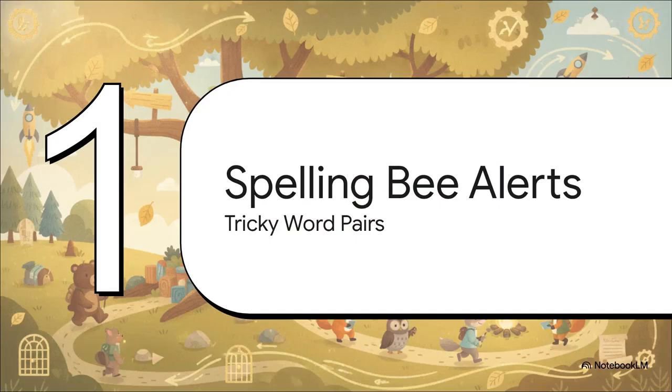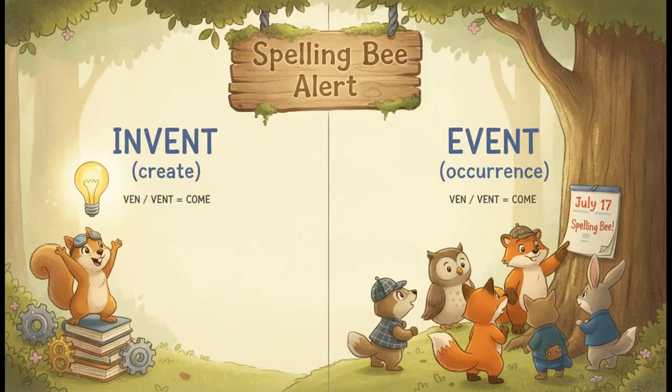All right, moving into some spelling bee alerts. These are those tricky word pairs that love to catch people off guard. Alert number 1, invent versus event. Invent means to create, but event means an occurrence. See how one tiny little prefix changes everything from a brand new creation to just something that happens?